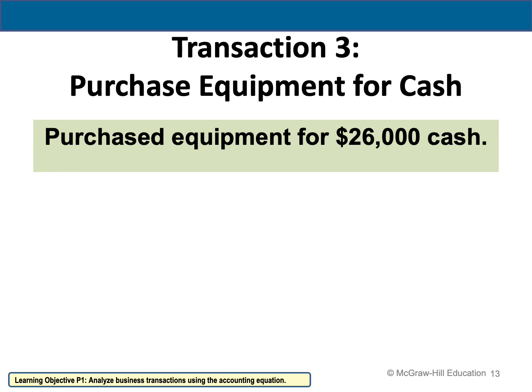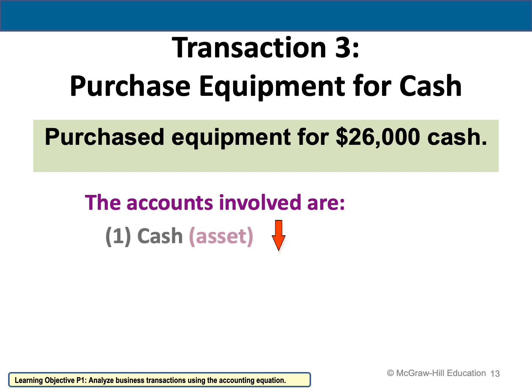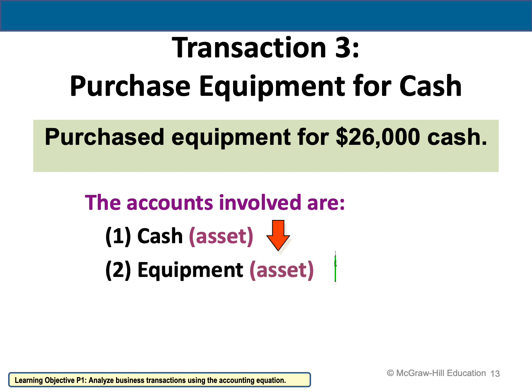But when I purchase it, did I pay cash? Yes, I did. I pay 26,000 cash. So my equipment will increase and my cash will decrease. Why is it decreasing? Because I purchase, which means that I pay cash out of my pocket. That's why the cash is decreasing. Equipment is an asset, but since I purchase it, it means my equipment is increasing.